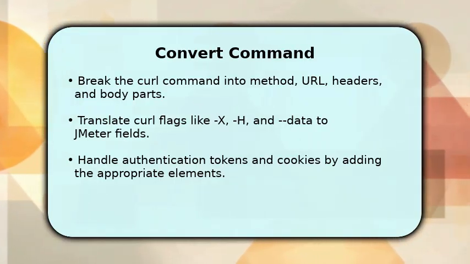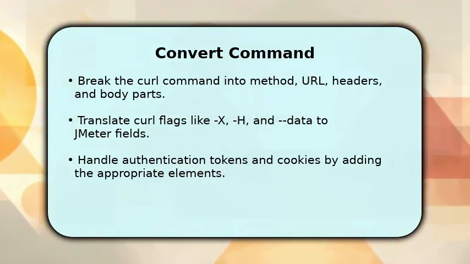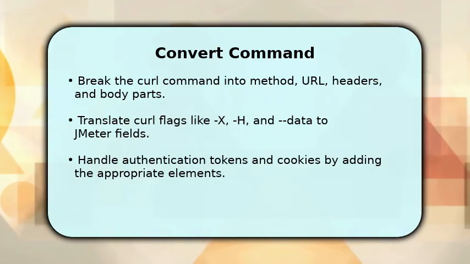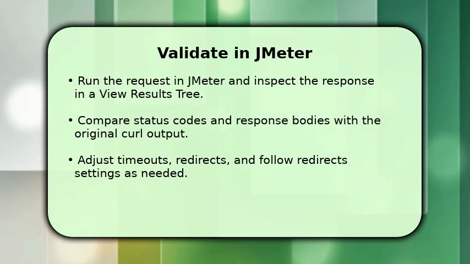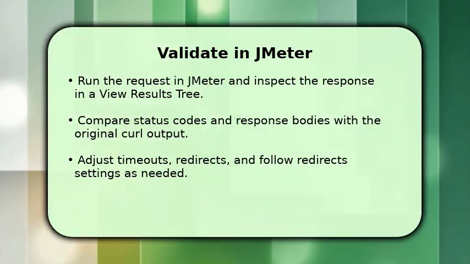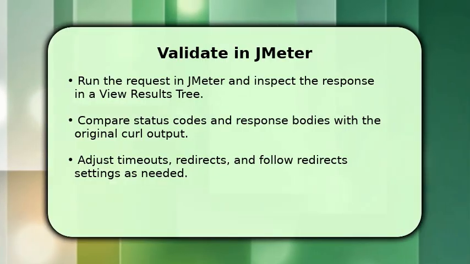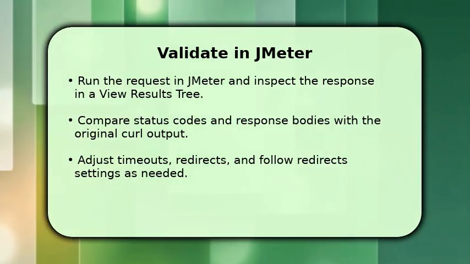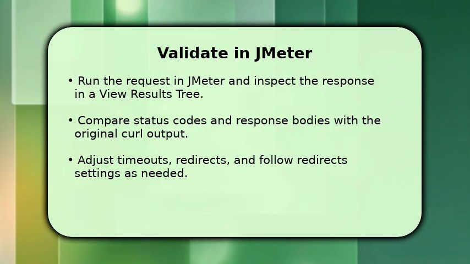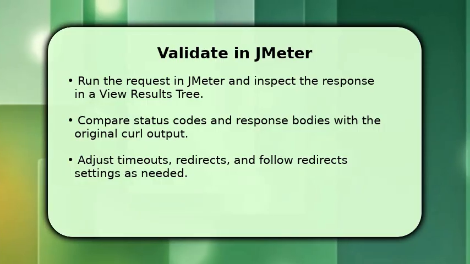For complex forms or multi-part data, add a body data section or a multi-part handler. Verify encoding and escape characters so the requests work. After mapping the curl components, execute the request inside JMeter and watch the View Results Tree listener for real feedback. Compare status code, headers, and body content to the response you saw with curl to ensure parity.